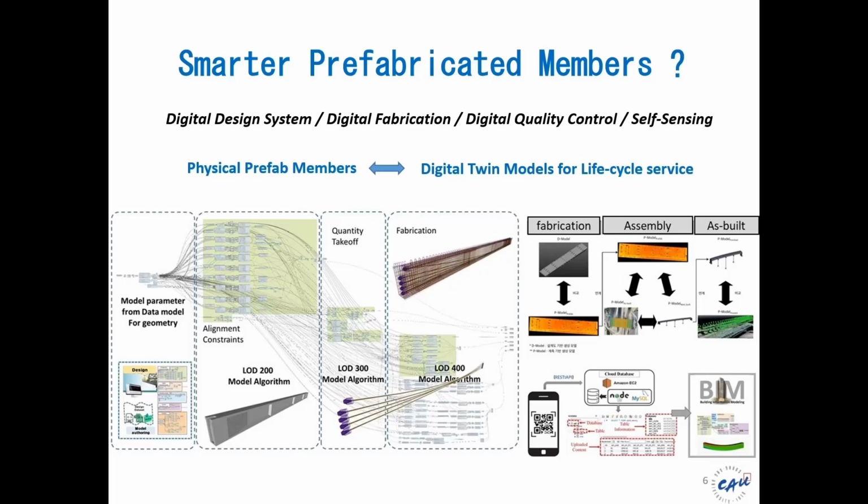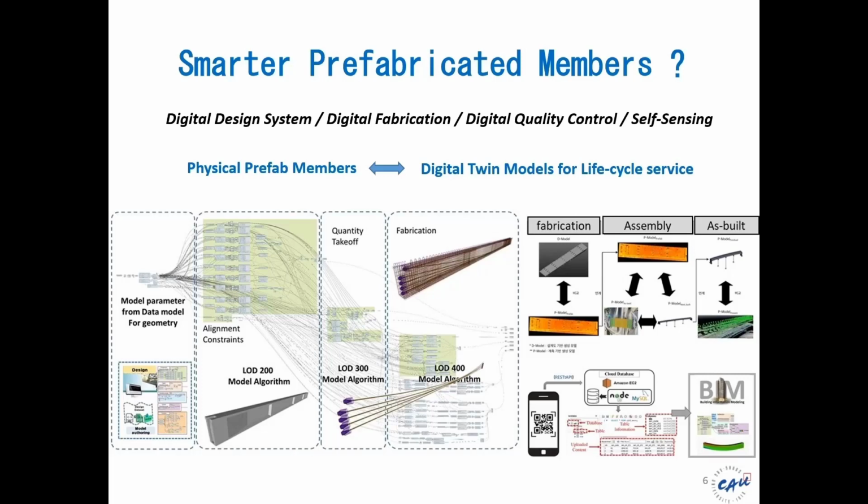As you see in this slide, we have one algorithm to produce different levels of detail digital models, LOD 200, 300, 400. Typically, the LOD 200 model can be used for conceptual design, 300 for quantity takeoff, and 400 for fabrication. And the model is dynamic. It means when you have some fabrication error or assembly error, the geometry can be updated automatically by the data.